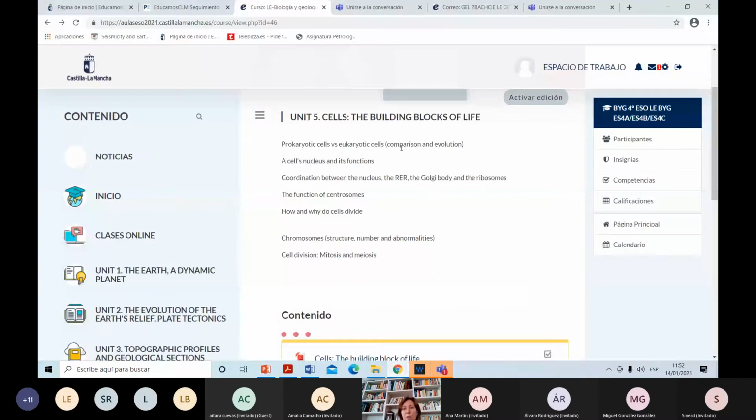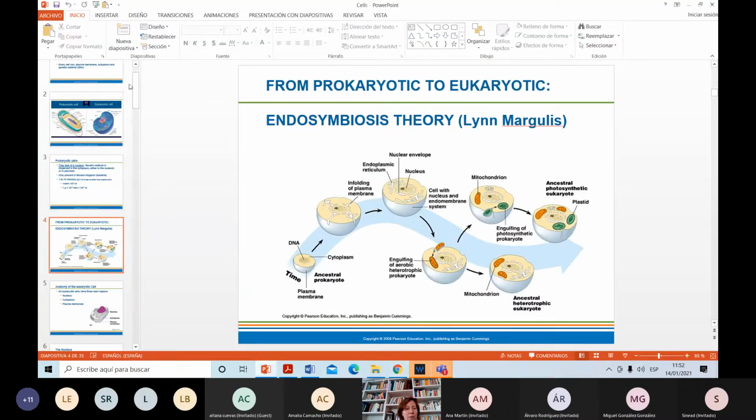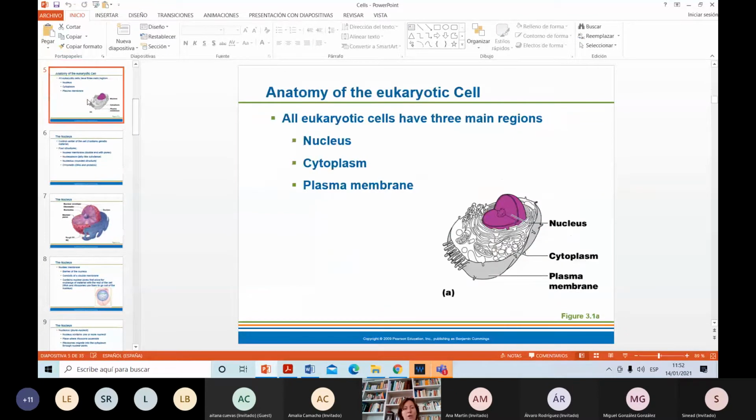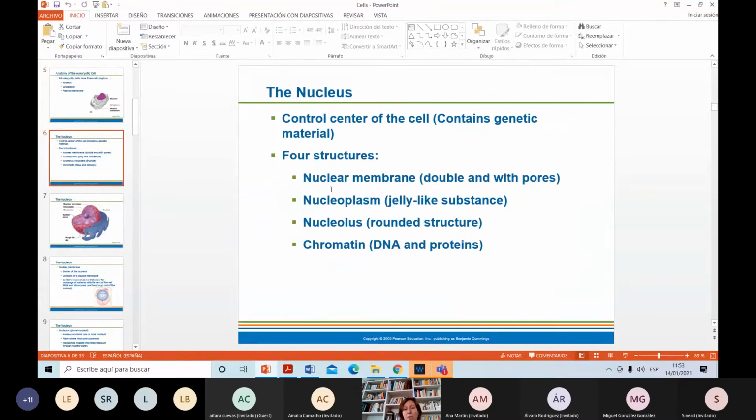So having that, we already have the comparison between prokaryotic and eukaryotic cell, 3 differences, and the process of evolution explained by Lynn Margulis. Next thing you've got here is the nucleus of the cell and the functions. So what you must know about the nucleus of the cell and the function is what you've got in the following slides. First of all, the parts of the nucleus: nuclear membrane, nucleoplasm, nucleolus and chromatin, and the function that is containing the genetic material.